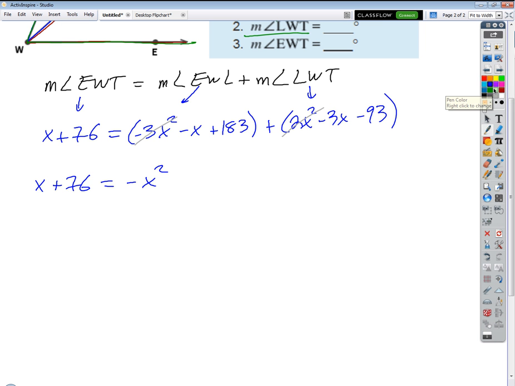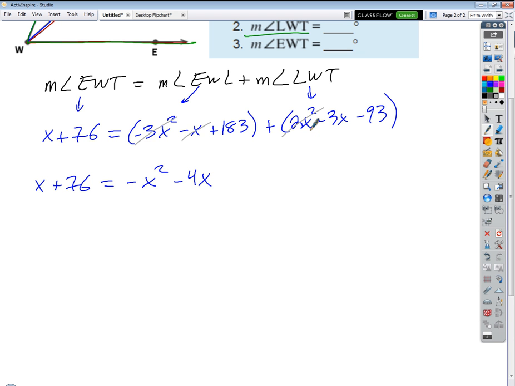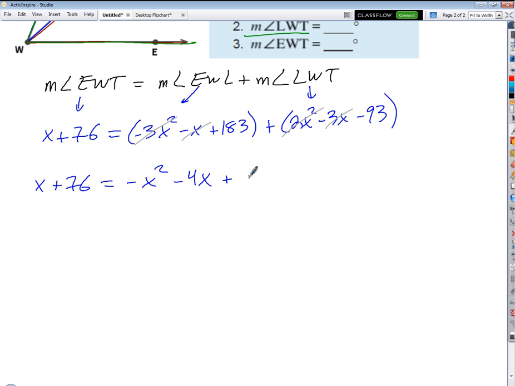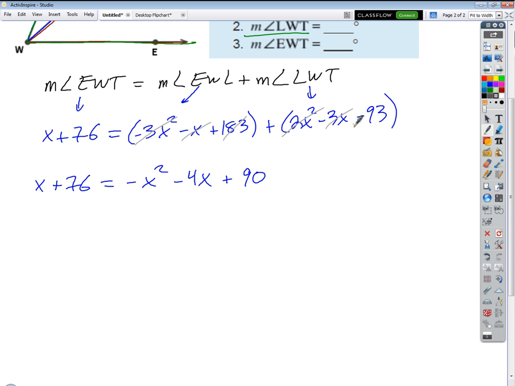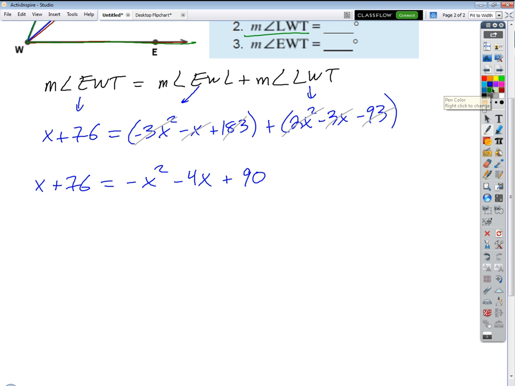What about negative x plus negative 3x? Negative 4x. So we combined those, done with those. And then positive 183 plus negative 93? 90, good. Okay, so we took care of those. So all the terms have been combined. That's where we stand. All right, now this is the part that's different though.